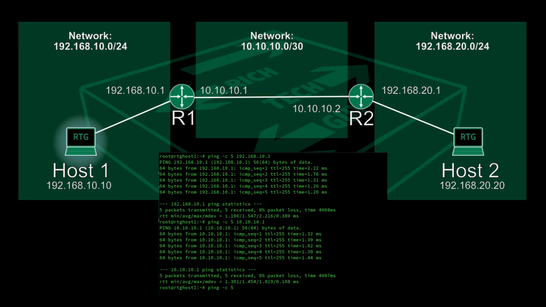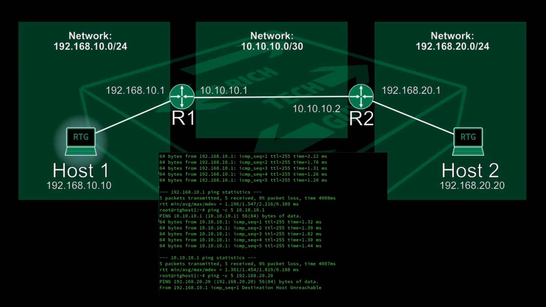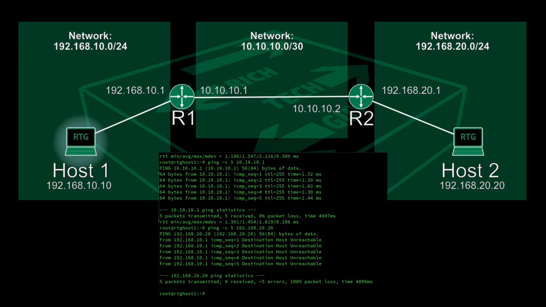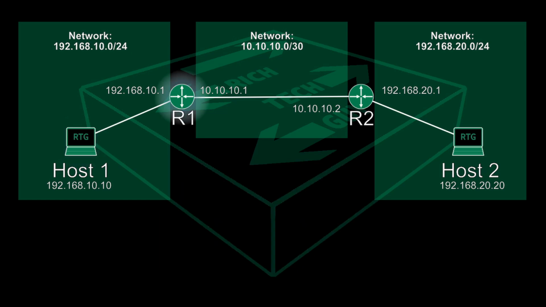And now I'm going to have host 1 ping host 2. And notice that the pings don't work. I get the message, destination host unreachable. So we know that the host can successfully ping its default gateway. We also know that the host can ping onto the network between the routers, but it cannot ping the router for host 2. So let's take a look at router 1.